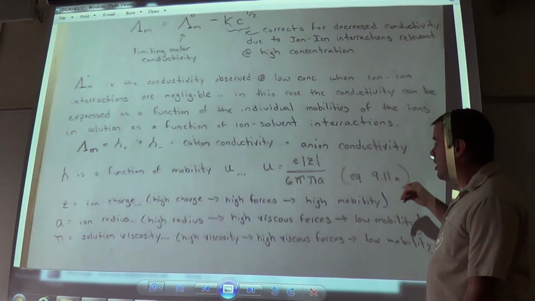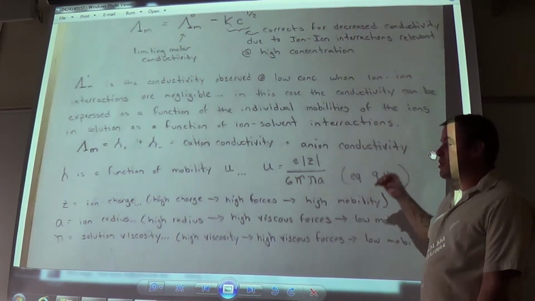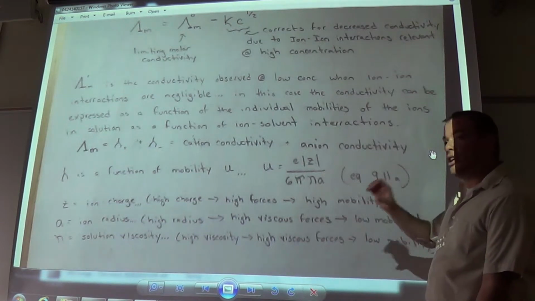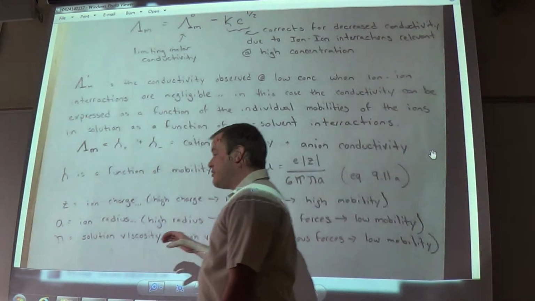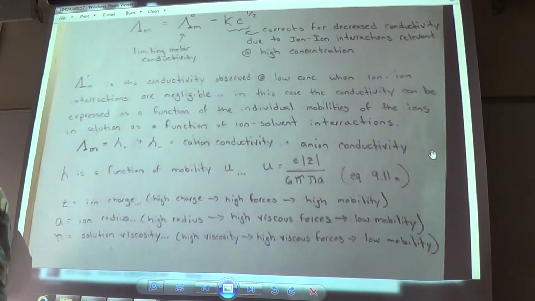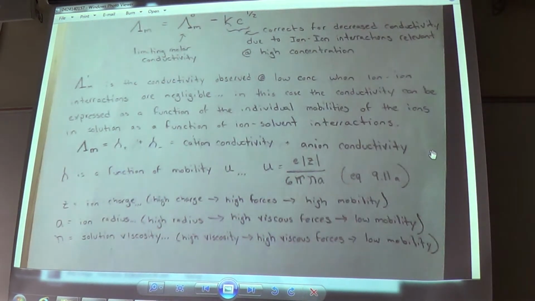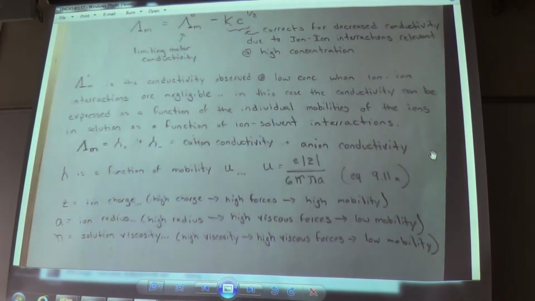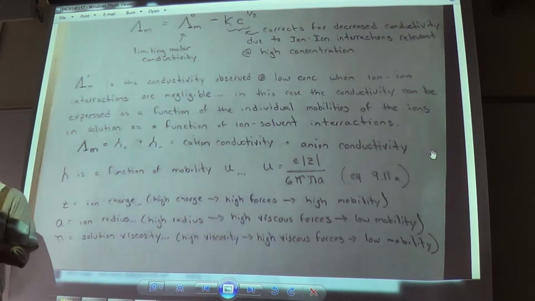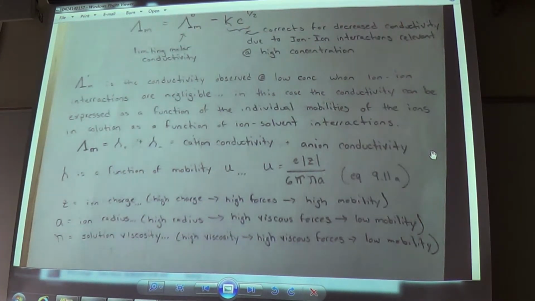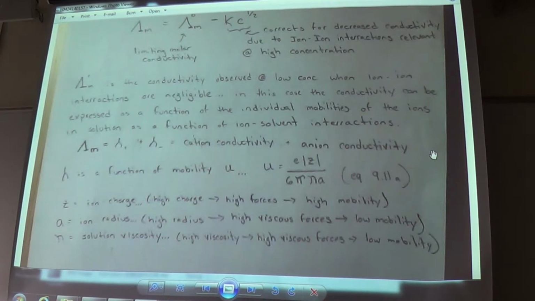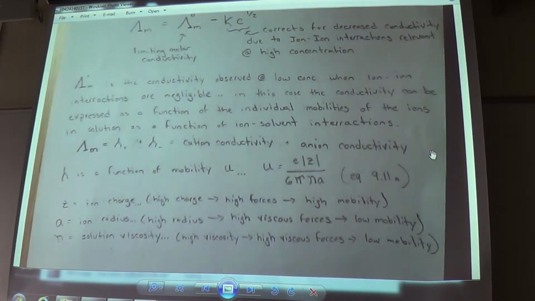But that said, we can break apart each individual ion's conductivity in the limiting case into terms that account for its attraction to the solvent and the pull that it feels from the field. Let me show you how to do that.